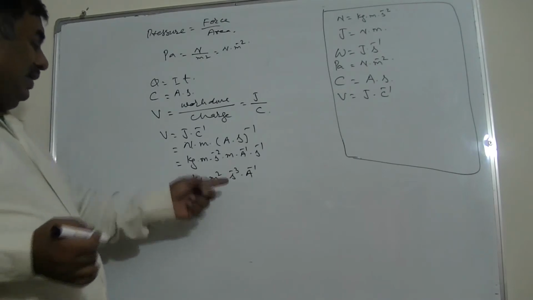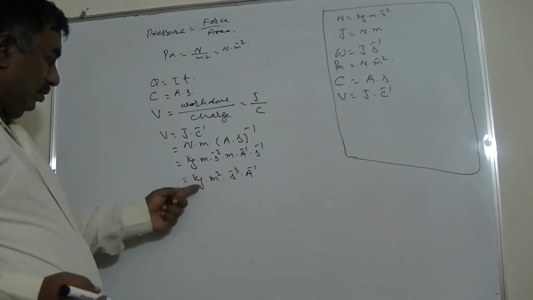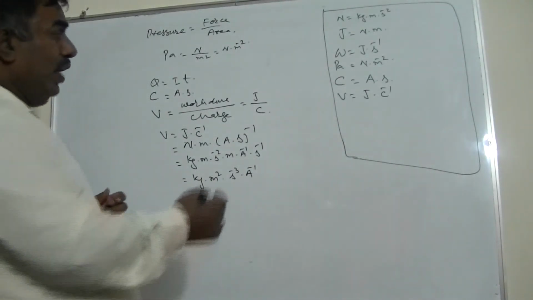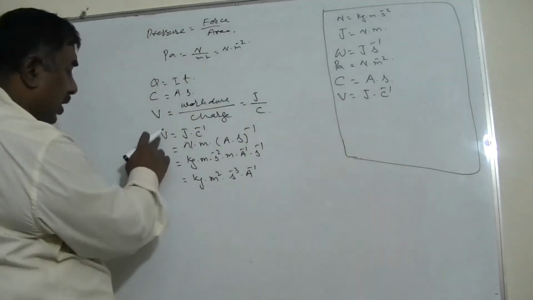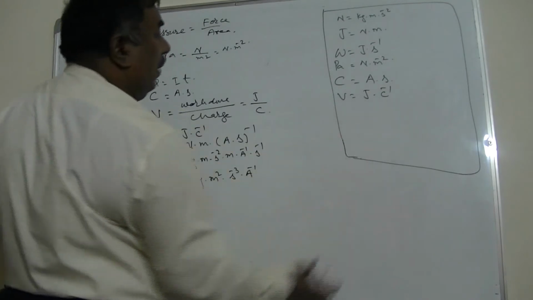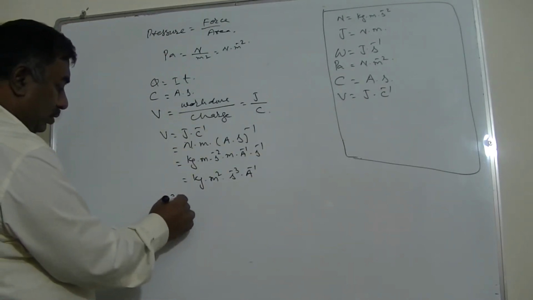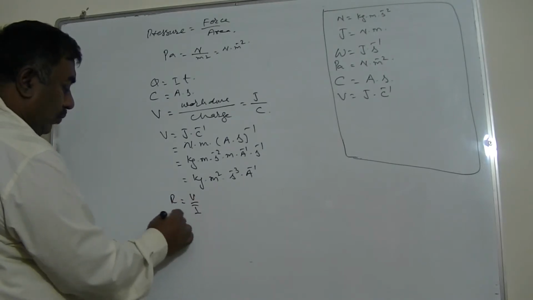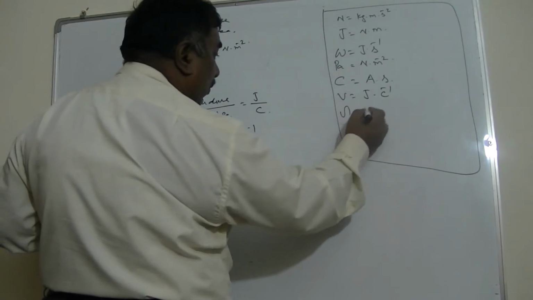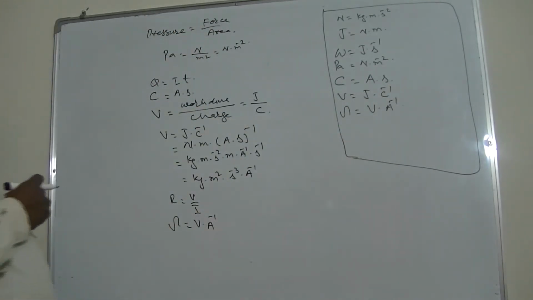The sequence doesn't matter. A can come here because these are just multiplying units: kilogram meter square s power minus 3 A power minus 1. But you have to remember joule per coulomb. You cannot remember the SI units of volt directly. You have to remember the volt is joule per coulomb. Then there's resistance. R is equal to V upon I. Its unit ohm will be equal to volt per ampere. So I have to remember the ohm is equal to volt per ampere. Then I can change this in SI base units.